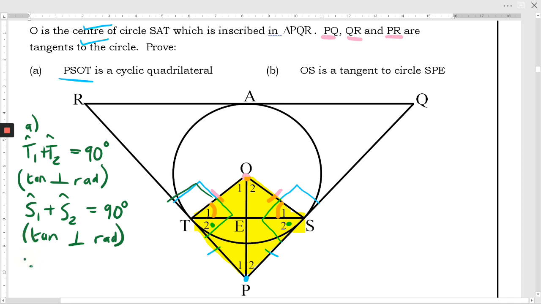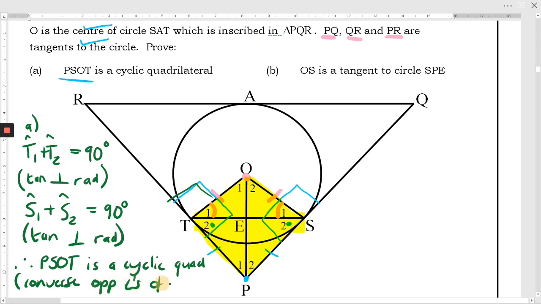And then, therefore, PSOT is a cyclic quad. And my reason is converse opposite angles of a cyclic quad. I'm going to add in here 90 plus 90 equals 180, just to be really, really clear.